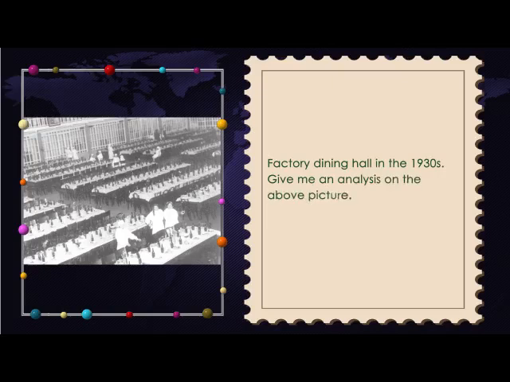Factory dining hall in the 1930s. Give me an analysis on the above picture.